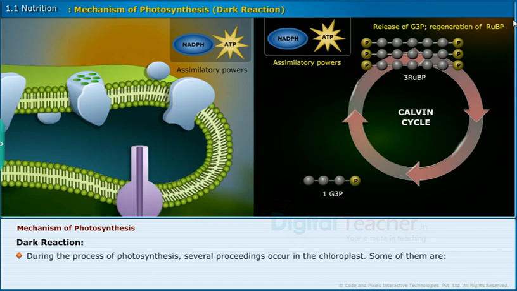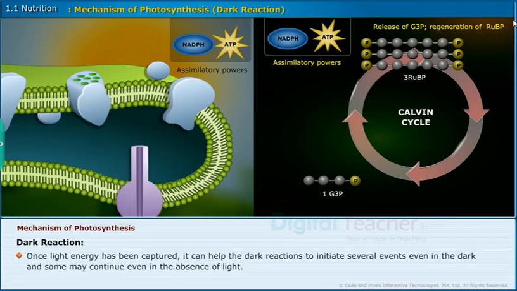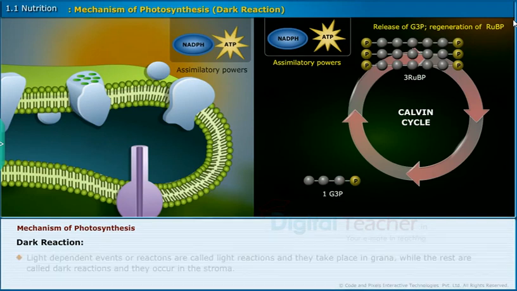During the process of photosynthesis, several events occur in the chloroplast. Some of them are converting light energy into chemical energy, splitting of the water molecule, and reduction of carbon dioxide to carbohydrates. Once light energy has been captured, it can help the dark reactions to initiate. Several events occur even in the dark, and some may continue even in the absence of light.